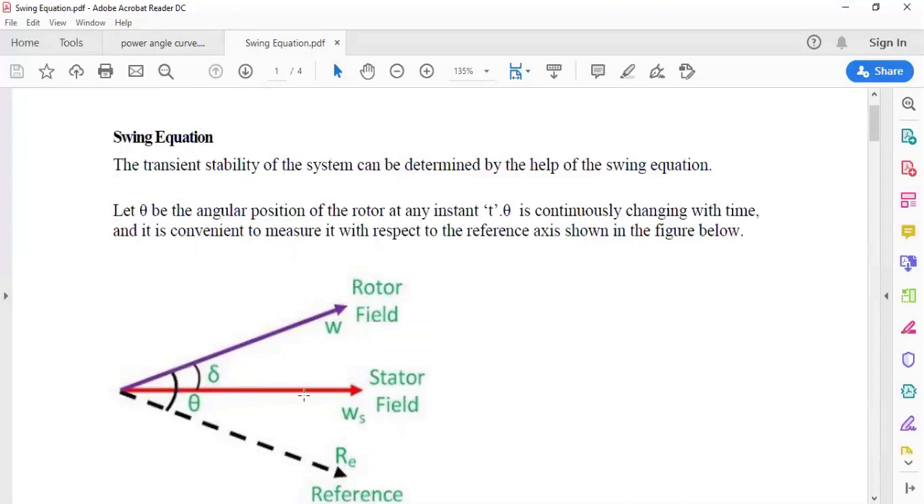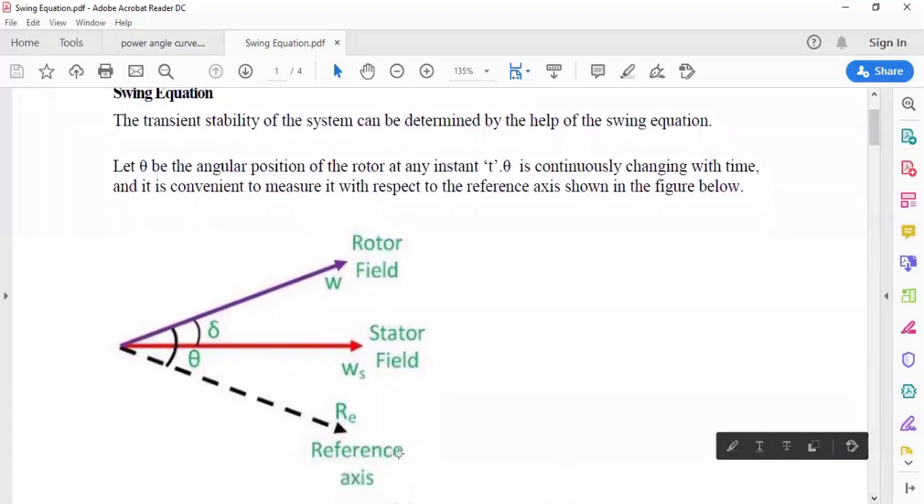So all these are rotating. This is rotating, this is rotating. So that should be measured with some reference axis. That's why this reference axis is taken here.